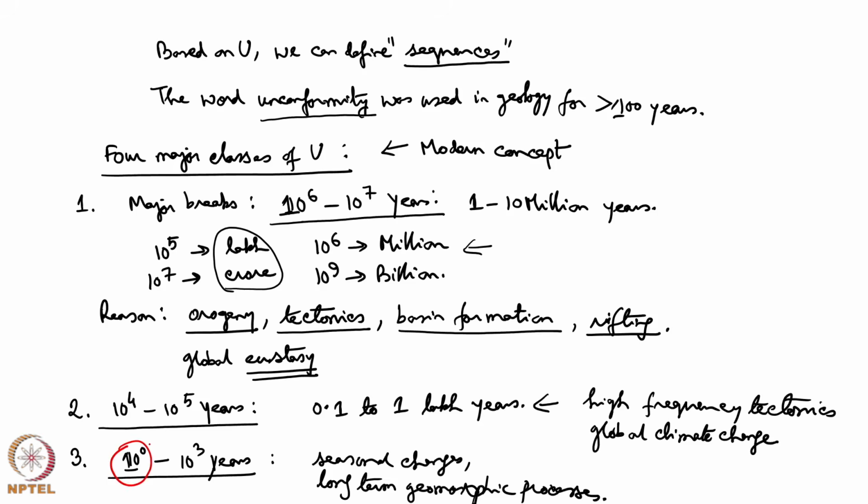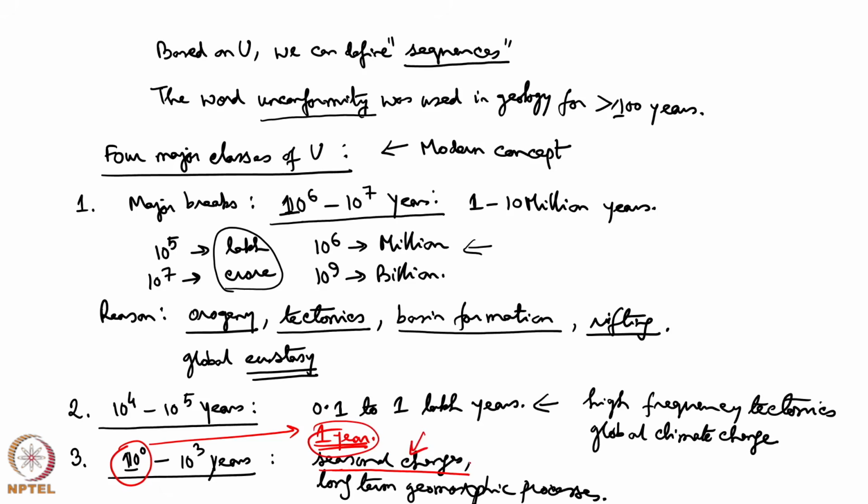This 10 to the power 0 year means 1 year. And what is the meaning of seasonal change? Every year, let us say during rainy season the deposition happens, and in other time the deposition does not happen because no erosion takes place by the flowing water. So, every rainy season deposition takes place after every 1 year. So, in that way the seasonal change word is explained.